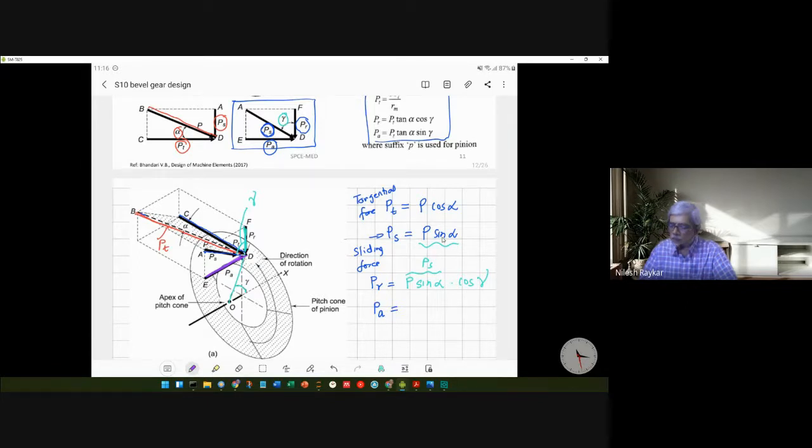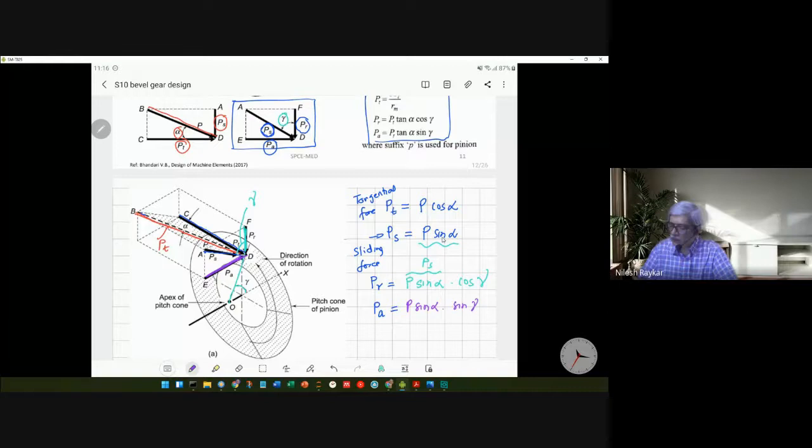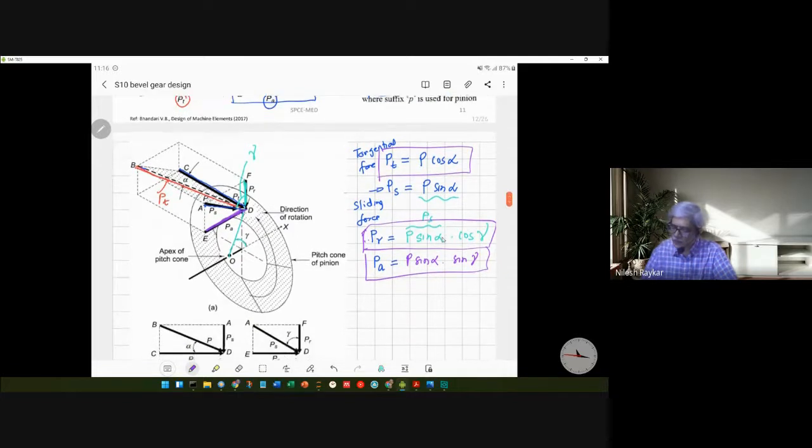So what would be the expression? P sine alpha sine gamma. P sine alpha sine of gamma. So we got all the expressions in terms of P, so we can express now all the forces in terms of PT. So by taking the ratios, we get PR by PT equal to sine alpha cos gamma divided by cos of alpha.